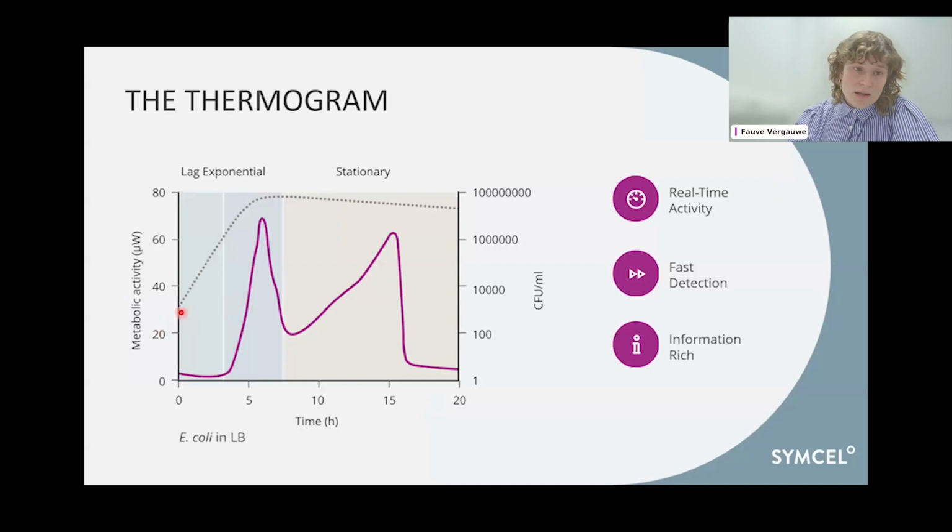So for example, here you can see a traditional growth curve of E. coli in LB medium. And when the culture enters stationary phase, the growth curve plateaus, suggesting that there's no further activity happening there.